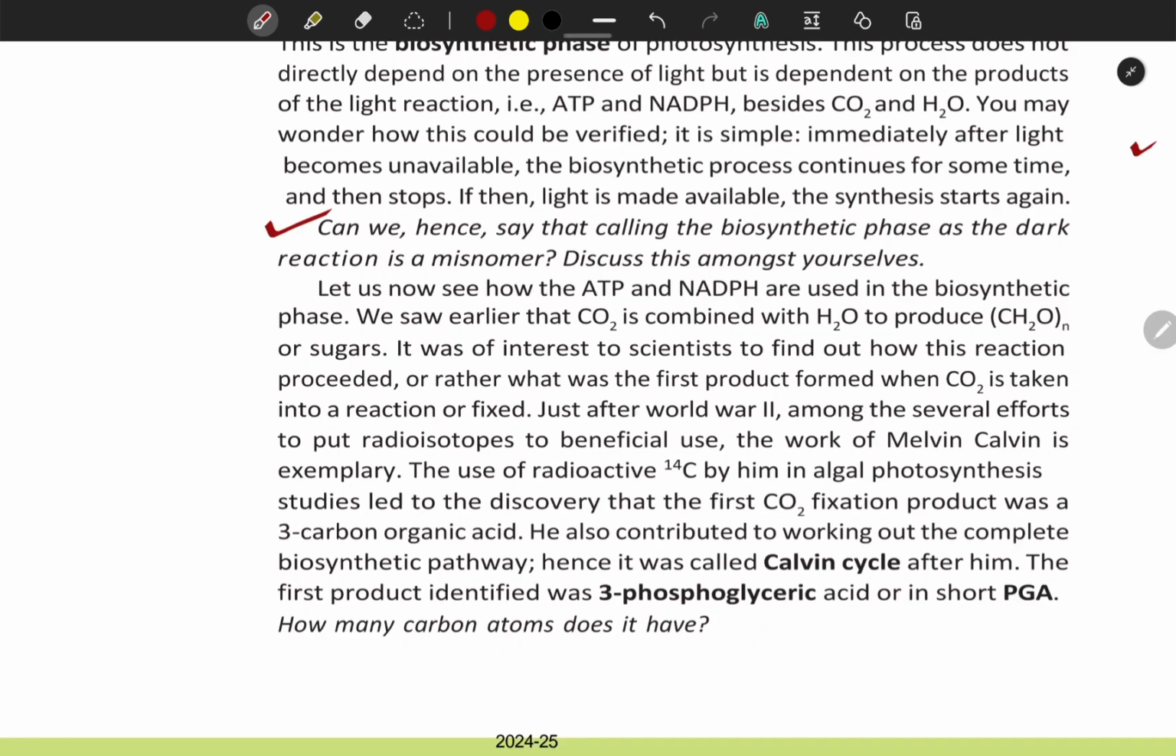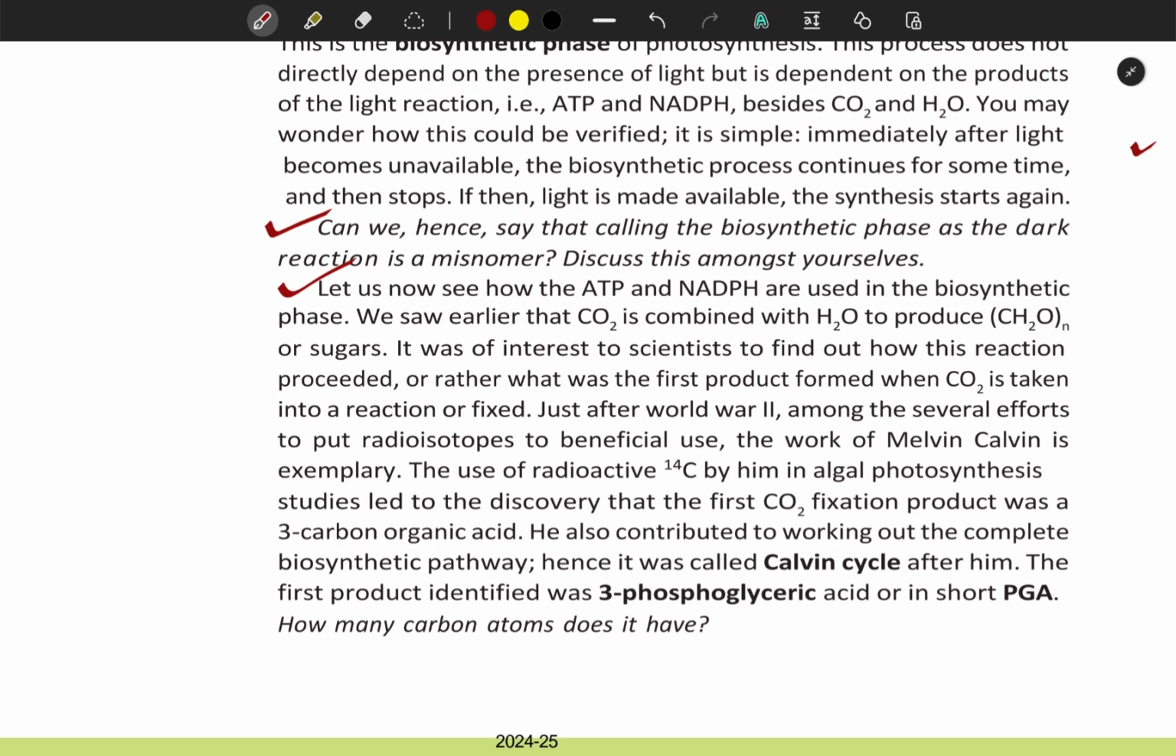Can we hence say that calling the biosynthetic phase the dark reaction is a misnomer? Discuss this amongst yourselves. Let us now see how the ATP and NADPH are used in the biosynthetic phase. We saw earlier that CO2 is combined with H2O to produce (CH2O)n or sugars. It was of interest to scientists to find out how this reaction proceeded, or rather what was the first product formed when CO2 is taken into a reaction or fixed.